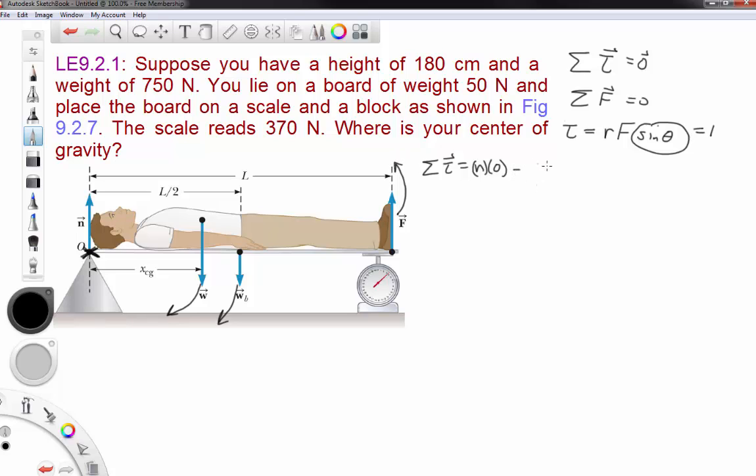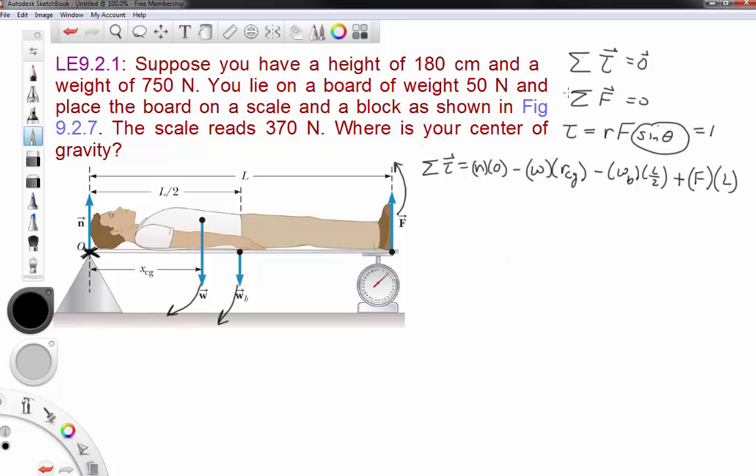So we would have minus the weight of the guy times the distance from this axis of rotation to his center of gravity, which I'm going to call r_CG. And then again, minus the weight of the board times half the length of the board, since the center of gravity for the board is located halfway along the board's length. And then plus the force from the scale times the distance, which is the length of the board.